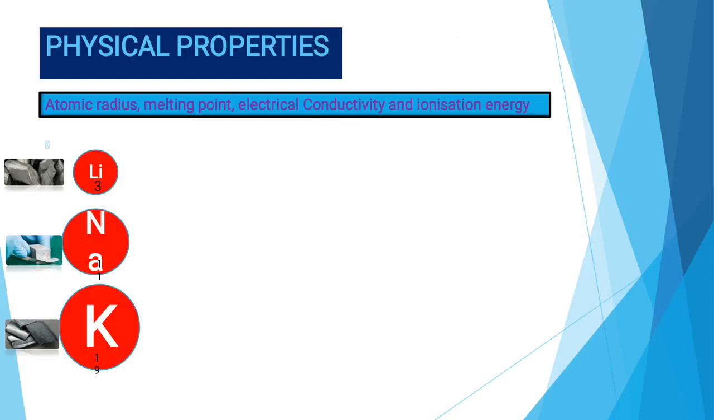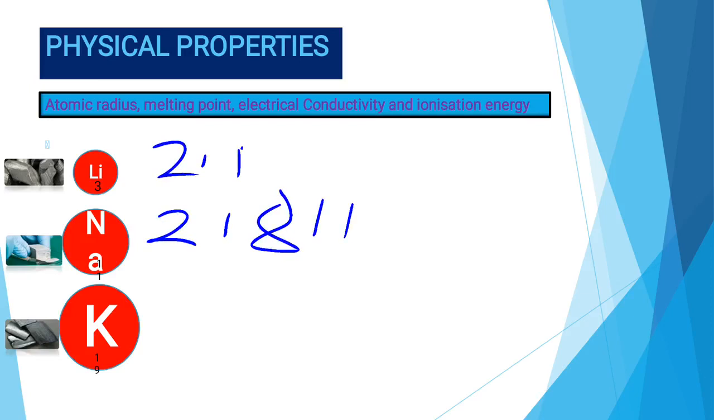Why? Let us look at the electron configuration of lithium. The electron configuration of lithium is 2:1. That of sodium is 2, 8, 1. And then that of potassium is 2, 8, 8, 1.